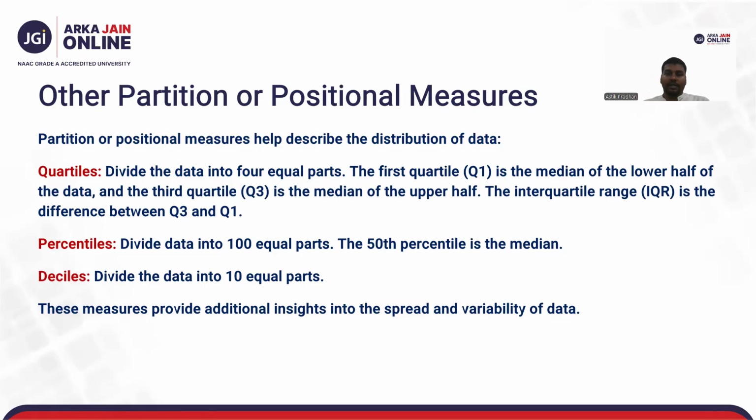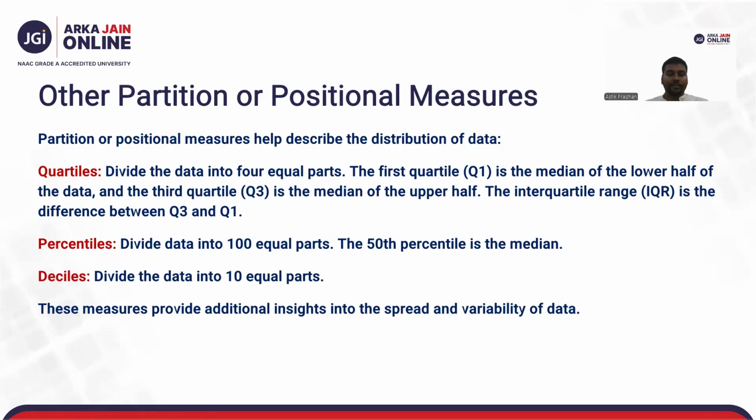You are taking the data and dividing it into 4 equal parts. The first quartile is also a median value, the median of the lower half of the data, and the third quartile is the median of the upper half. For the upper half, Q3 is the quartile; for the lower half, Q1 is the quartile. The interquartile range, IQR, is the difference between Q3 and Q1.